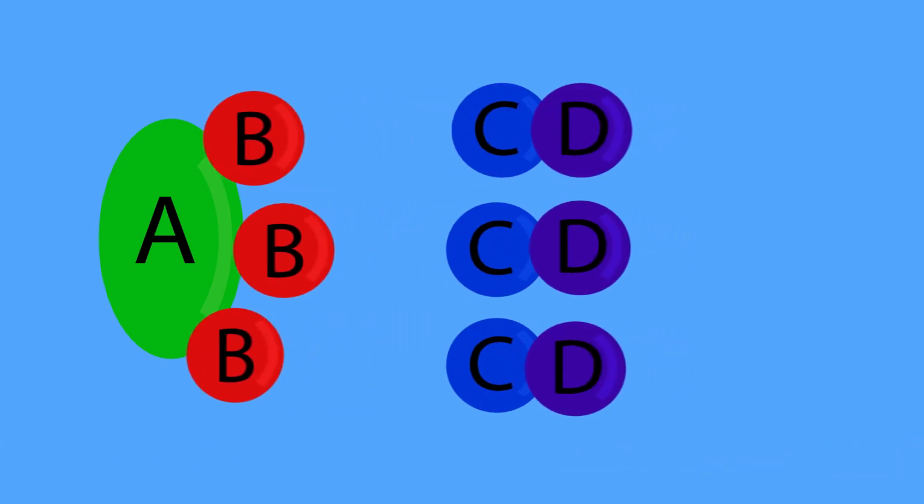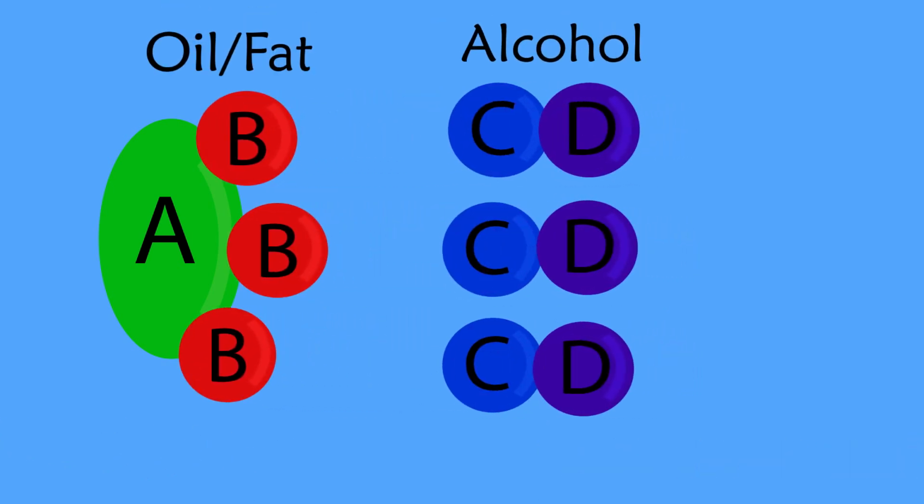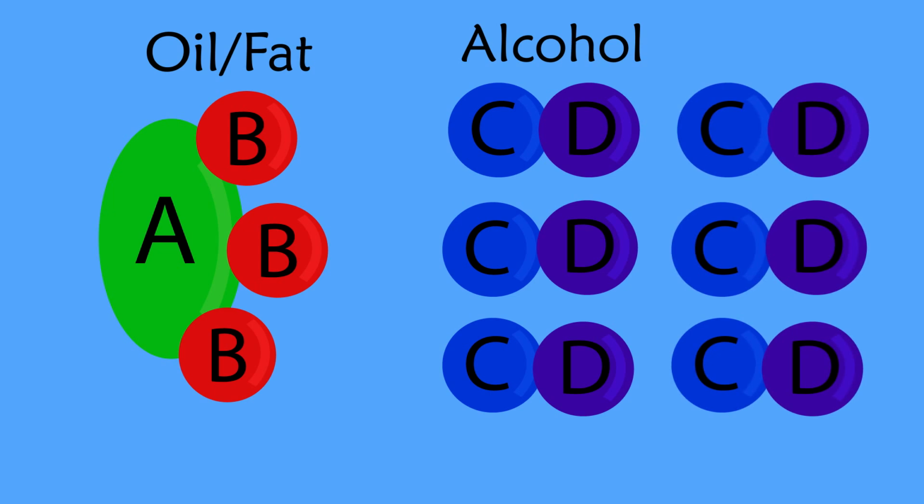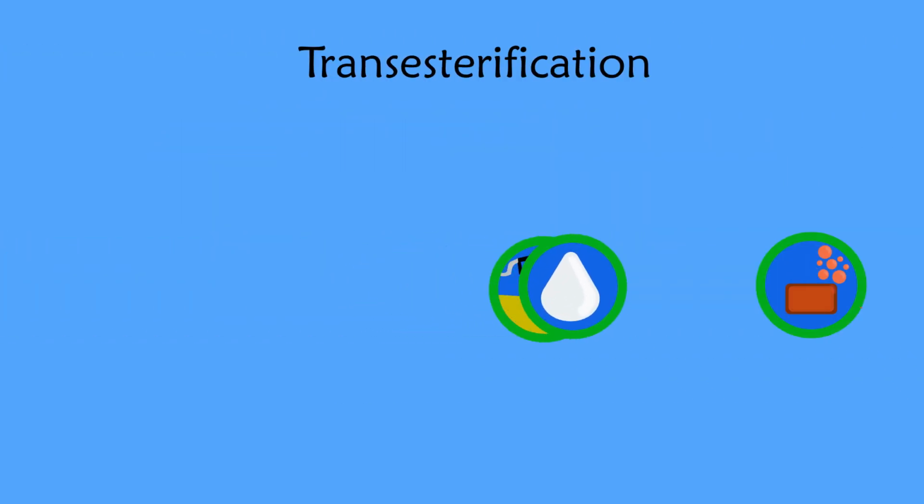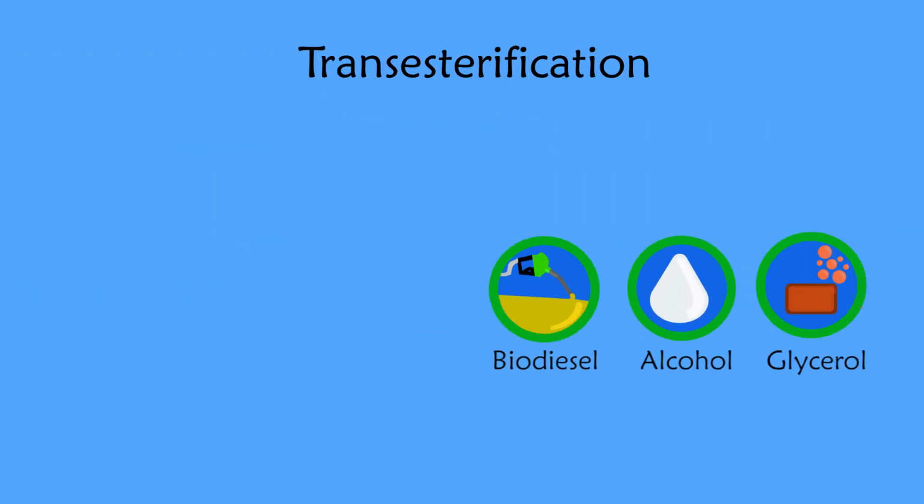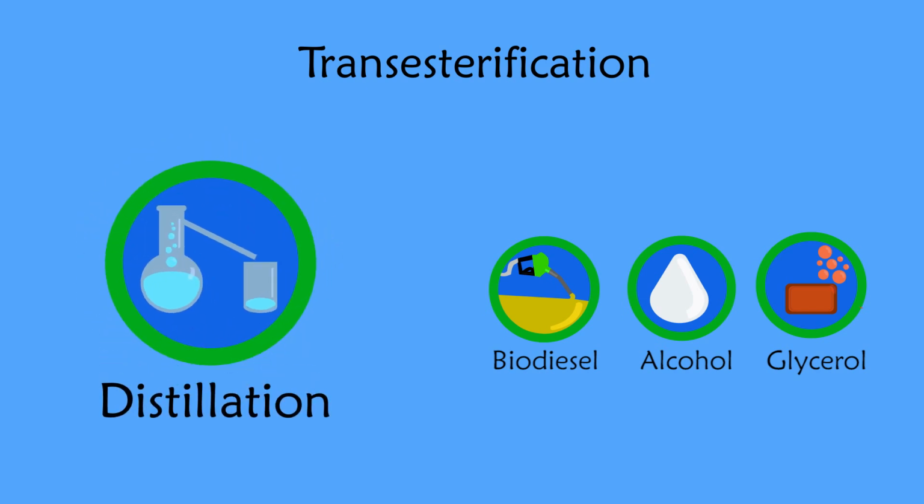Although there is a 3-to-1 molar ratio of alcohol to oil to satisfy a complete reaction, a 6-to-1 molar ratio is usually used to drive the reaction to the product side. The excess alcohol that was not used in the reaction separates partly with the fuel and partly with the glycerol at the end of the process, and can be recovered and reused through a process of distillation.